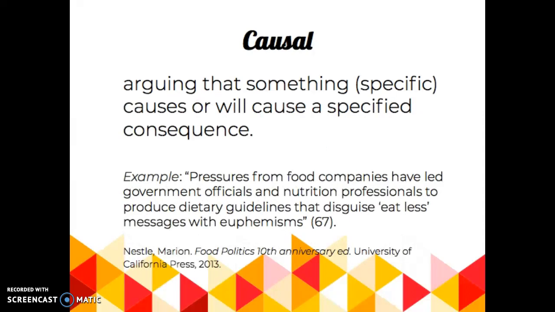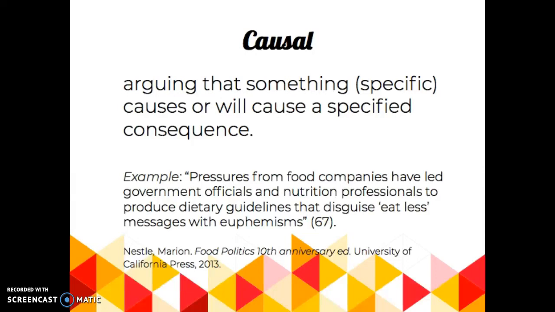Causal thesis statements are used when arguing that something specific causes or will cause a specified consequence. Notice the repeated use of the word specific. That means that you'll actually want to specify or state the actual thing in your thesis statement. Don't use vague or broad language. Actually state what you're talking about in very clear terms.